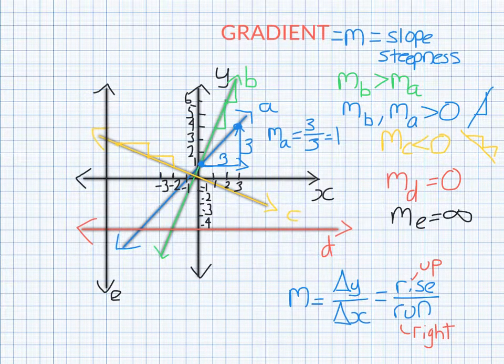Let's calculate the gradient of B, which is the green line. What we need to do is find 2 points that are very clear.